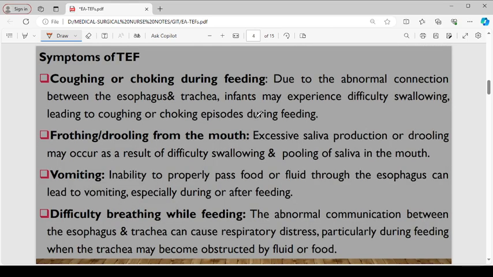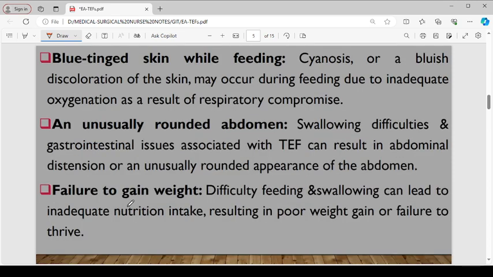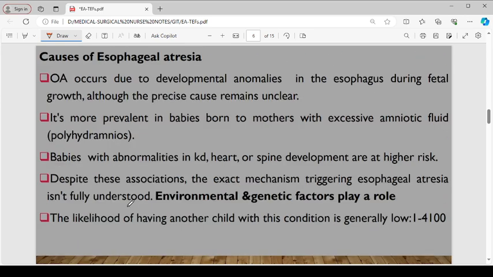As a result, the patient could present with coughing or choking during feeding. Postnatally, you could find them frothing or drooling from the mouth, because of difficult swallowing and pooling of saliva in the mouth. Others could present with vomiting, difficulty breathing while feeding, blue-tinted skin while feeding, an unusually rounded abdomen, and even failure to gain weight.